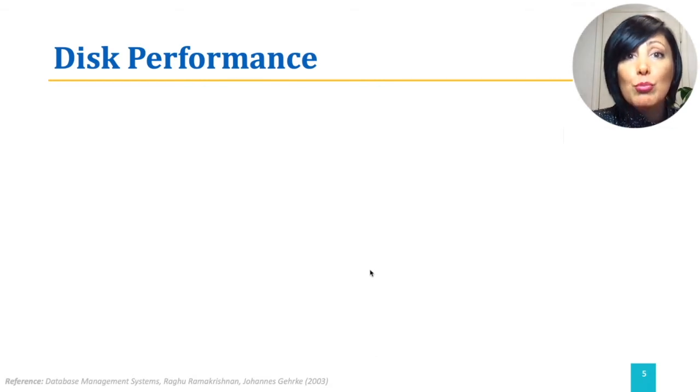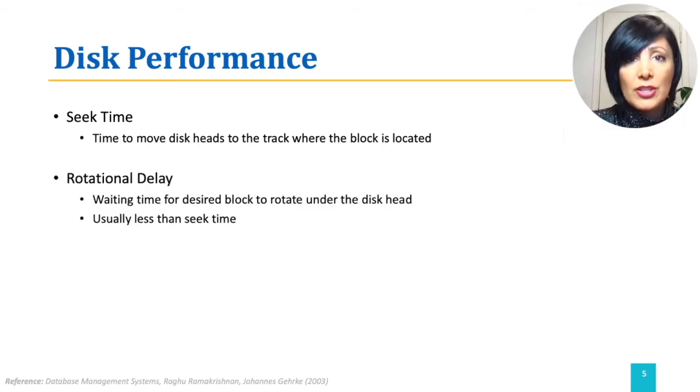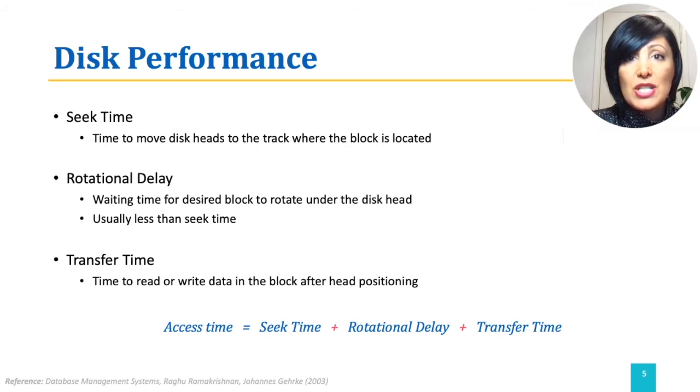Disk heads should move to be placed on the track where the block is located. That is called seek time. The smaller the size of a platter, the lower the seek time. Then the platter needs to rotate until the desired block is under the read-write head. This time is called rotational delay and is usually less than the seek time. Then there is the transfer time, which is the time to read or write, and read is usually faster. Access time is the summation of three components: seek time, rotational delay, and transfer time.